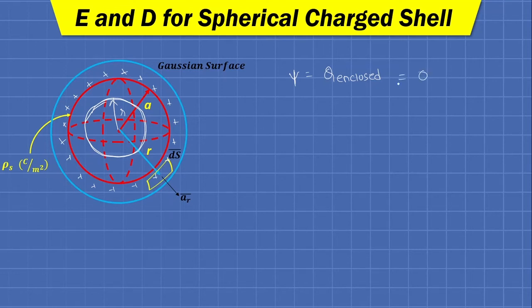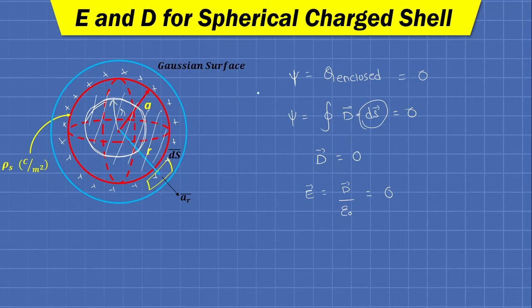So Q enclosed is 0, and if Q enclosed is 0, then psi is also equal to closed surface integration of D bar dot ds bar. So this will also be 0. If this is 0, then D bar, because ds bar is a differential surface which cannot be 0. Fine. So the only thing possible to satisfy this equation is D bar should be 0, and if D bar equals 0, then E bar is nothing but D bar divided by epsilon naught, so it will also be 0. Fine. So for the region inside the sphere, the value of intensity and density is 0.